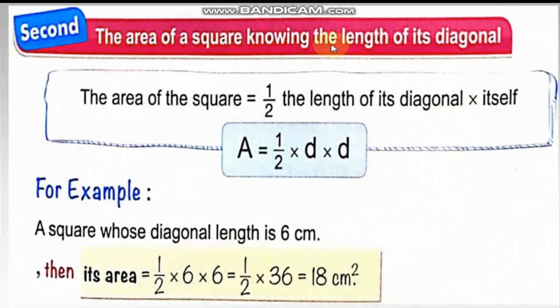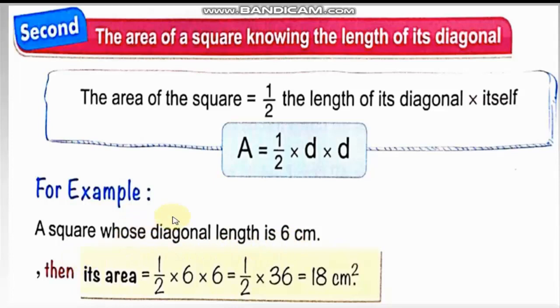Second, the area of a square knowing the length of its diagonal. The area of a square equals half the length of its diagonal times itself. Or we can say it in the simplest form, A for the area equals half times D times D, D for the diagonal. For example, a square whose diagonal length is 6 centimeters, then find the area.